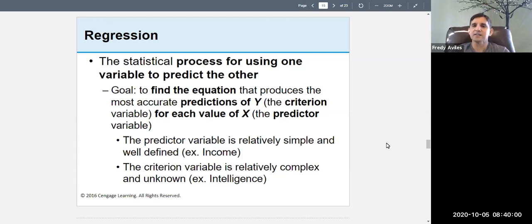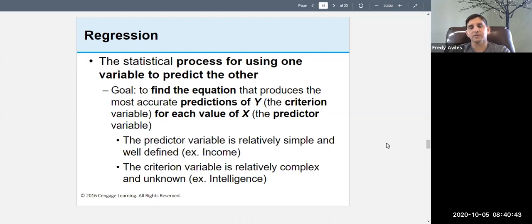So the goal is to find an equation that produces the most accurate prediction of Y, the criterion variable, for each value of X, the predictor variable. So X is age, and Y is health. I know your age, I want to be able to predict your health. I can use regression to determine this. The predictor variable is relatively simple and well-defined. The one you're trying to use is easy. Age is easy. We can measure that very easily. We can just ask you, or check your birth certificate to see when you were born, and then see how many years it's been since you were born.